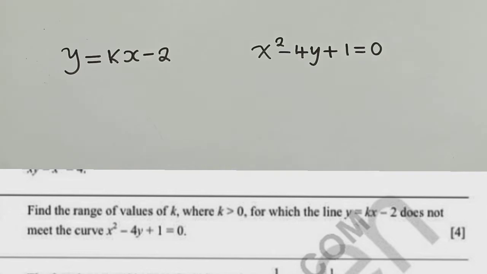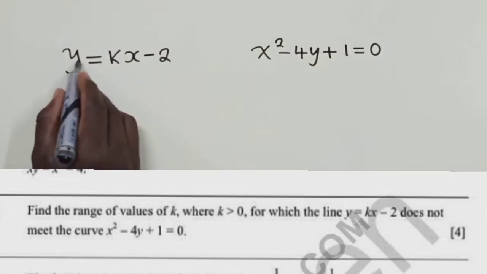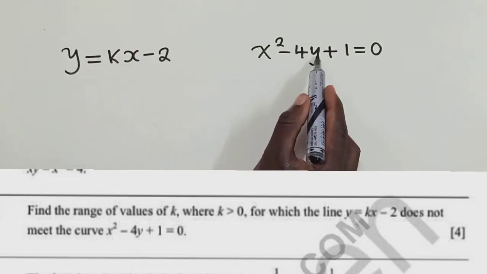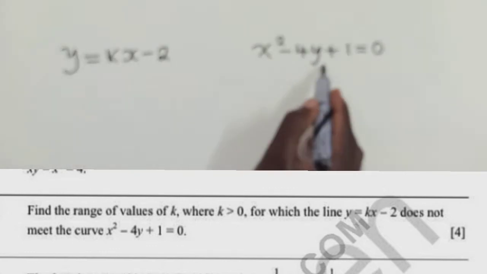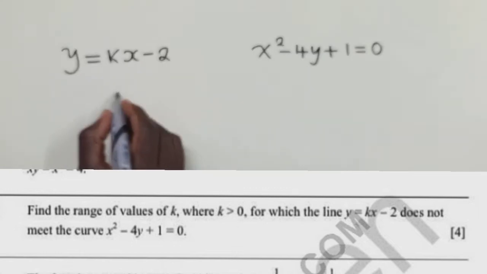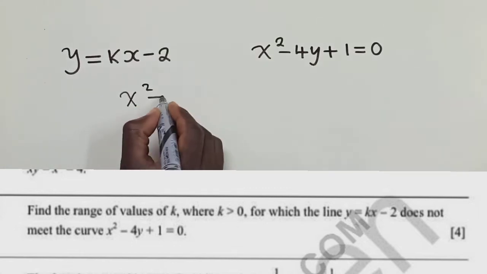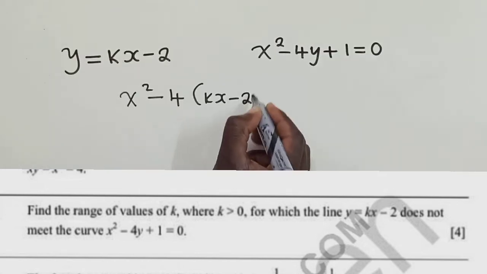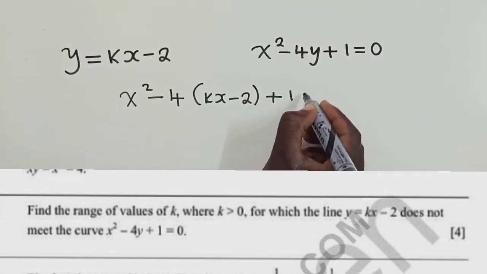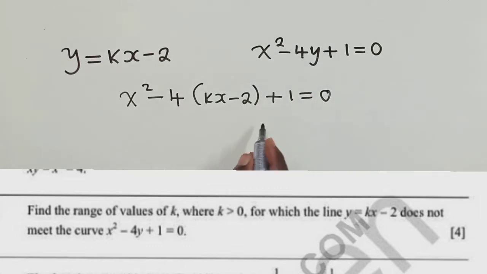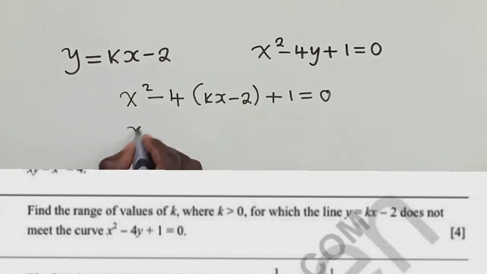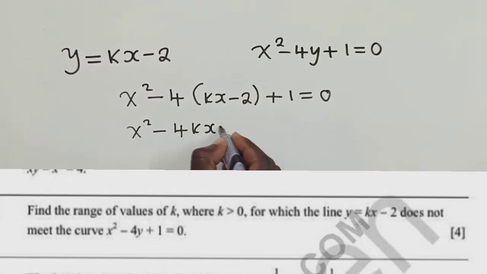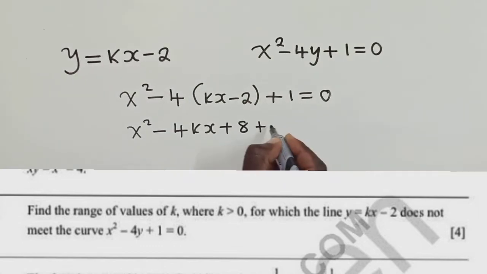So what we do here, we equate. The way it is, y is equal to kx minus 2, we replace. So what is right here, we'll put this stuff right where y is. So it will look like this, x squared minus 4kx minus 2x plus 1 is equal to 0. So the next thing here will just be to distribute. We get rid of the brackets. So we'll get this stuff right here.